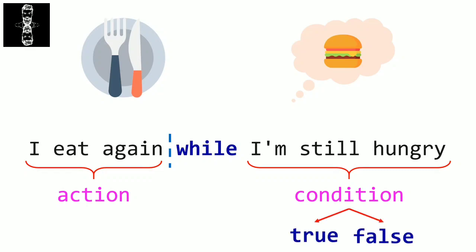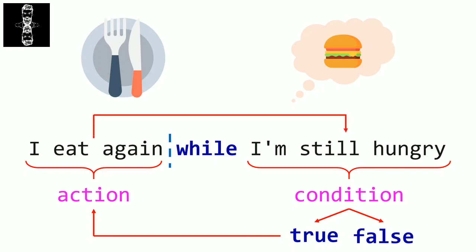So while our condition is true, which is being hungry, we repeat the action, which is eating. In other words, we repeat the action of eating over and over until our condition isn't true anymore. So before eating again, we check if the condition is still true, and if the condition became false, we just stop eating.